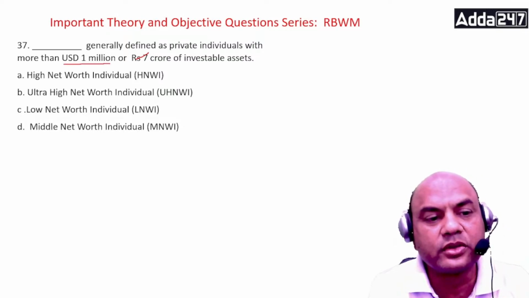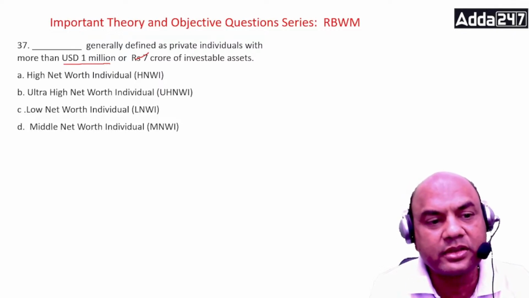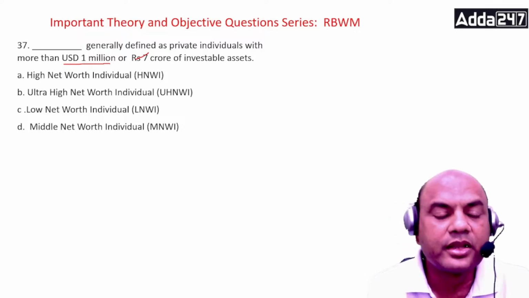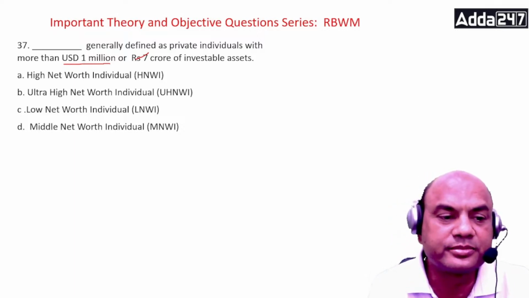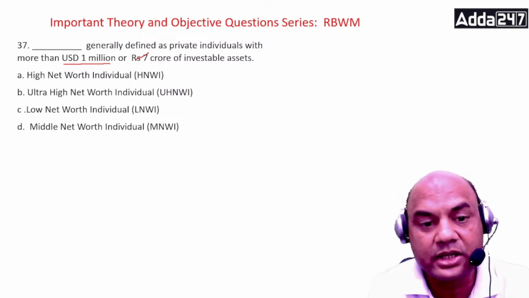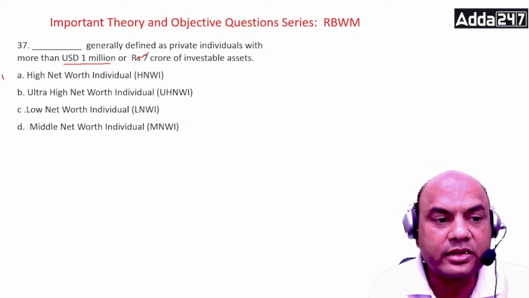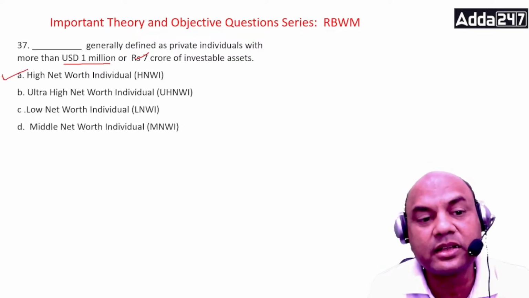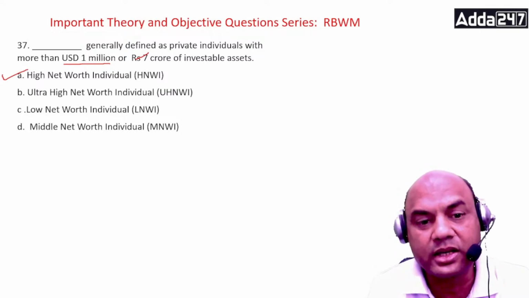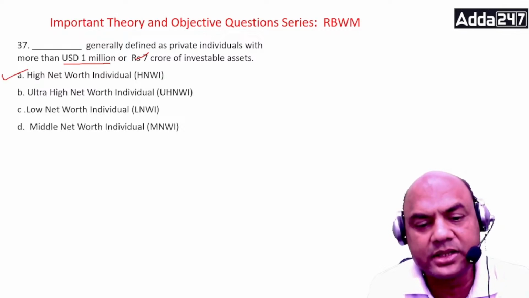So that person is known as, is it called HNW, high net worth individual, or ultra high net worth individual, or low net worth individual, or middle net worth individual? You'll always get confused between A and B, high net worth individual and ultra high net worth individual. So the answer is high net worth. I've explained this in an earlier question, all that classification. So here USD 1 million is high net worth.